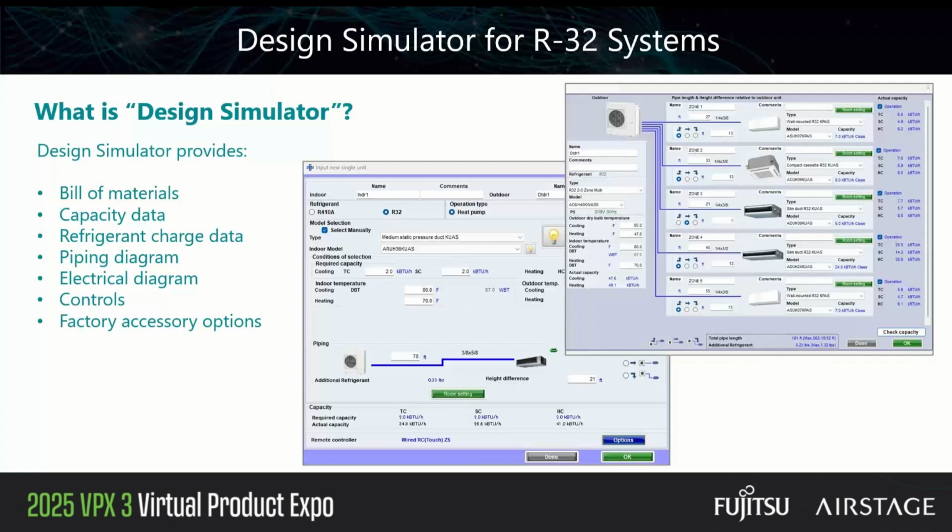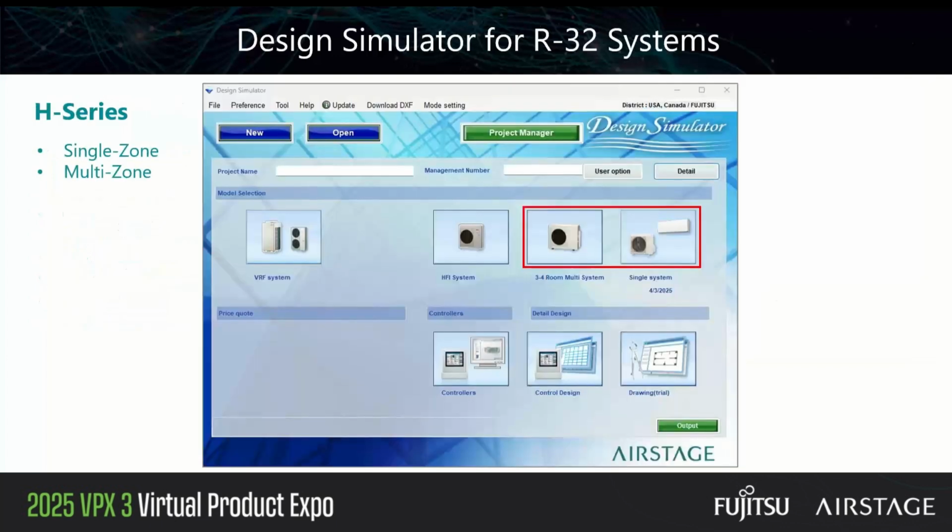It allows you to actually set your design conditions, and the software will interpolate the capacities based upon those indoor and outdoor temperatures. We're going to be focusing on the refrigerant charge data, and directly related to that would be the piping diagrams. We'll dive into a little bit about the electrical, and then the controls and the additional options. So as you can see on the center inset for a single zone, and on the upper right we have multi-zone, which means, yes, Design Simulator is fully compatible with H-Series single and multi-zone.